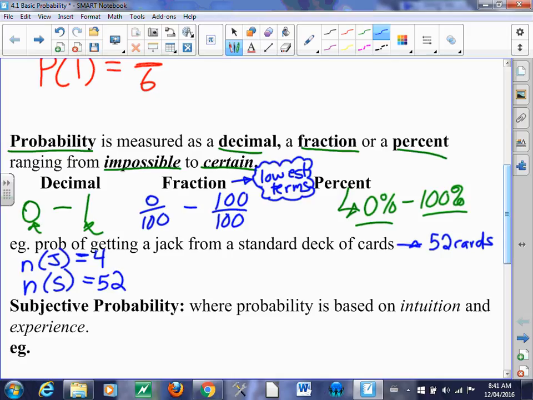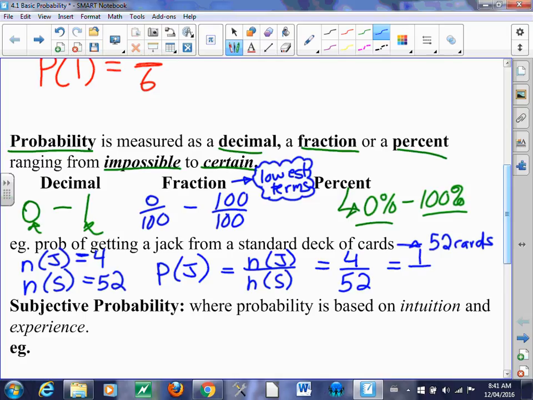So now we want to do the actual probability of getting a jack. If you don't like the J, you can write the word jack out, that's fine. It equals the number of that specific outcome, which is the number of jacks, divided by the number in our total sample. So it's desired outcomes over the total possible outcomes. We're going to write 4 out of 52. Use your fraction button on your calculator to reduce this, and don't forget, always put it into lowest terms.